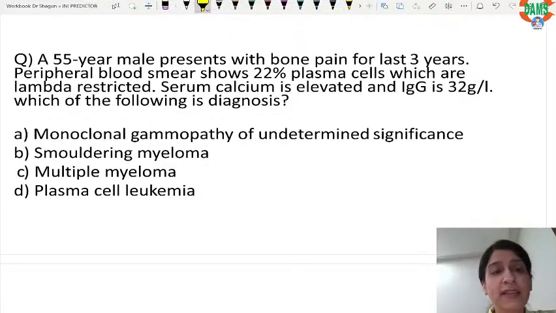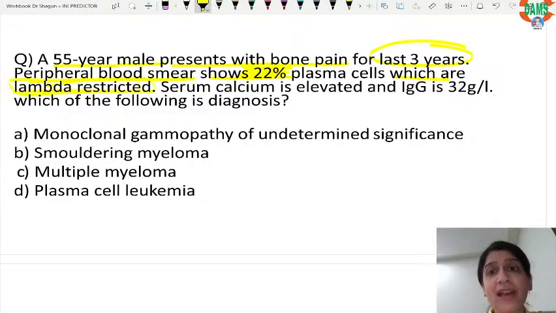Next question says that I have a 55-year-old male presenting with bone pain for the last 3 years. PBS shows, yes, 22% of the plasma cells, which are okay.